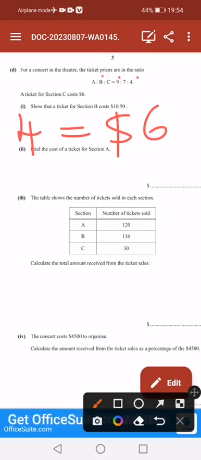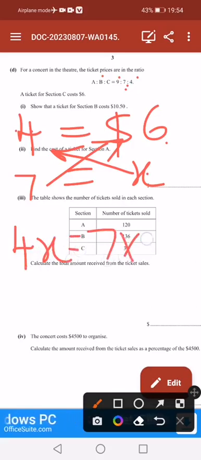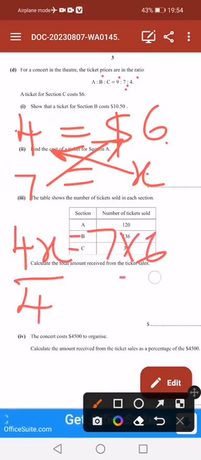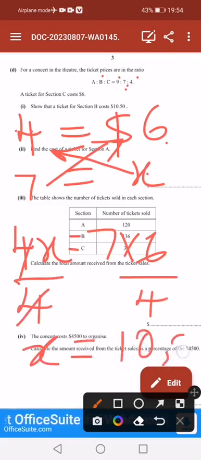For section B, you are going to say if 4 is equivalent to $6, what about 7? Let 7 be equal to X. You are going to use the same formula that we used in the first section, cross multiplication. 4X is equivalent to 7 times 6. Then divide both sides by 4 so that you are left with X, and X is equal to $10.50 if you use your calculator. So just use your calculator and prove me wrong on this one.